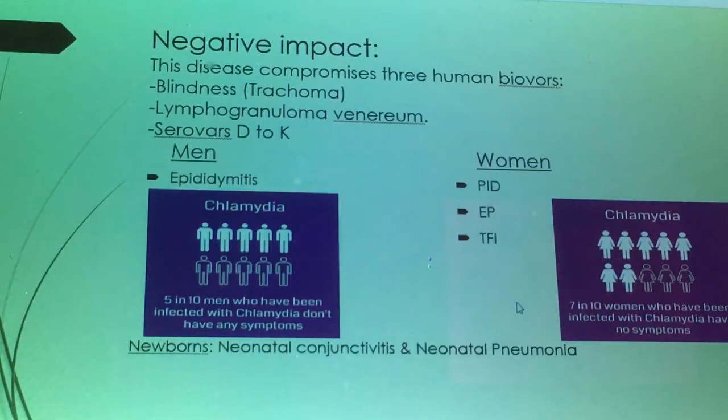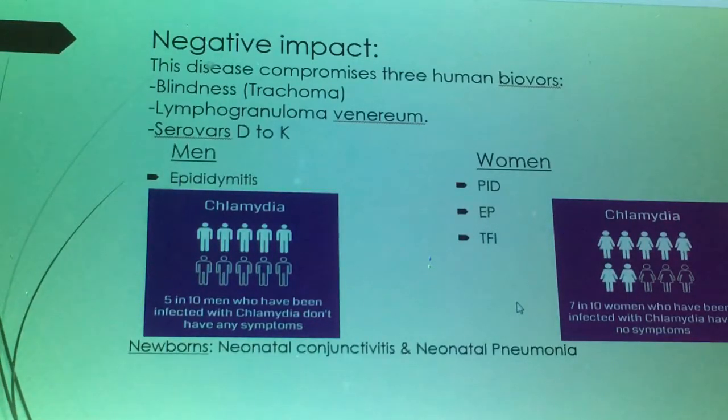Next, we will discuss some of the ways this disease negatively impacts the human body. This disease compromises 3 human biophores. Blindness, trachoma, is seen in many ways throughout the world, but right now it's having a huge impact on the continent of Africa, and chlamydia is the leading cause of this. Next, lymphogranuloma venereum is seen to impact more of the rectal area and is seen in gay men in first world countries. Seems to be very prevalent with these factors.